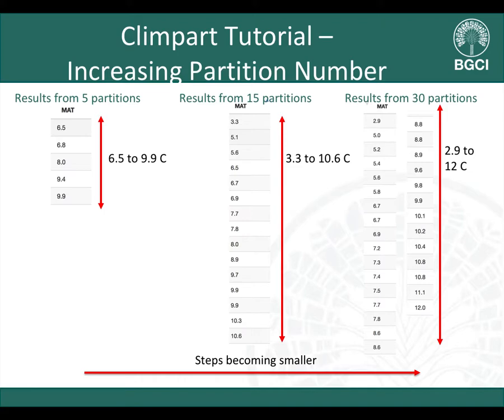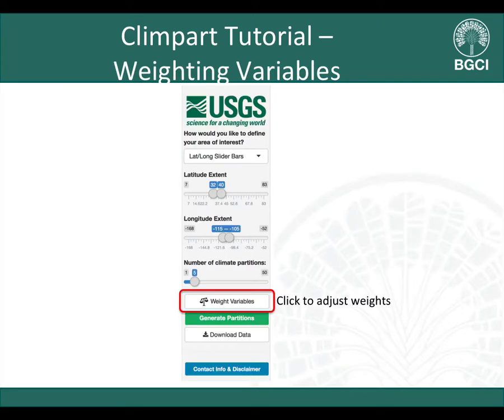Note that climate centers are not shared as we increase or decrease the number of partitions. Each has its own solution, its own set of climate centers. We can also increase the partitioning granularity of a subset of the variables by giving them greater weight in the analyses. We adjust weights by clicking the Weight Variables button in the controls.